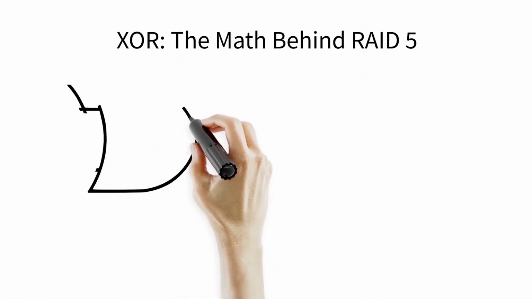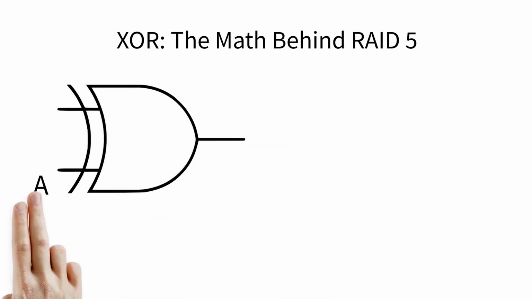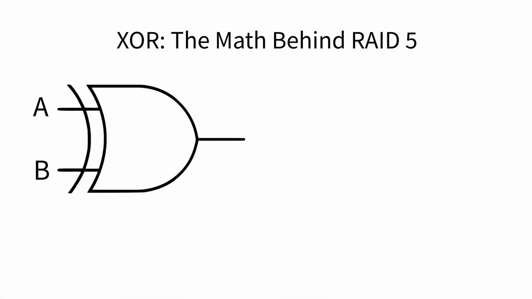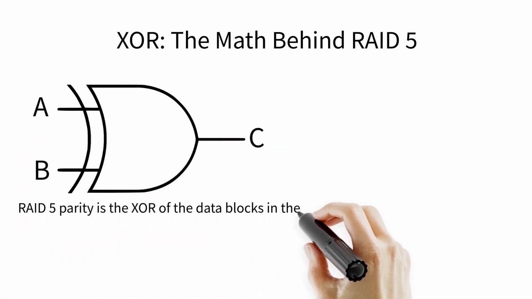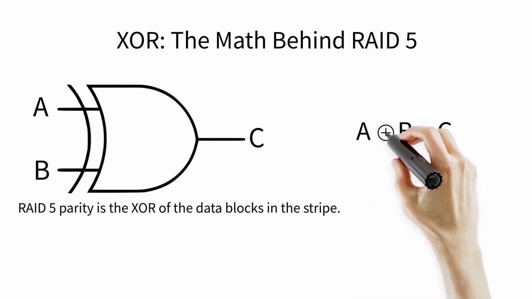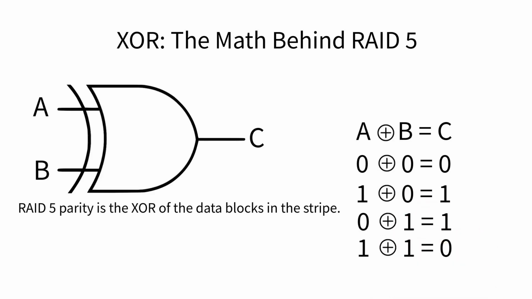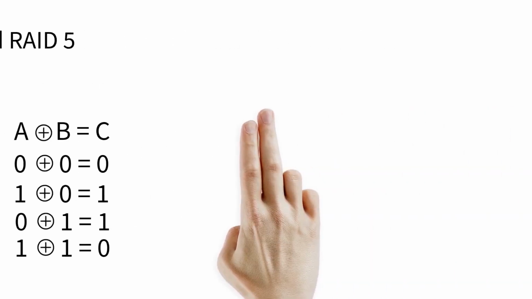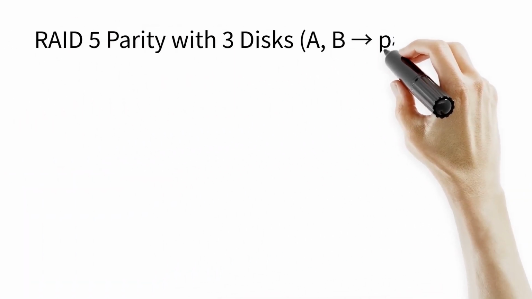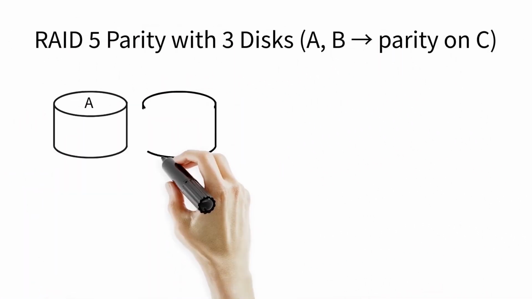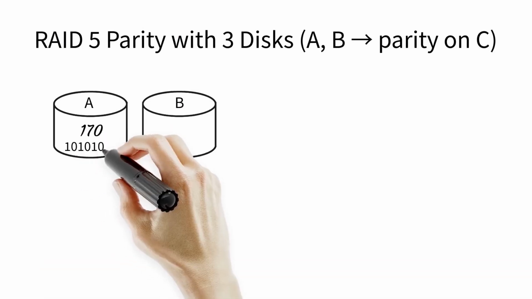RAID 5 relies on a simple but powerful math function called XOR. When we XOR 2 bits together, the result is 0 if they're the same, and 1 if they're different. This property makes XOR perfect for generating parity that can later be used to recover missing data. In a RAID 5 stripe, 2 disks hold data, while the third stores parity.